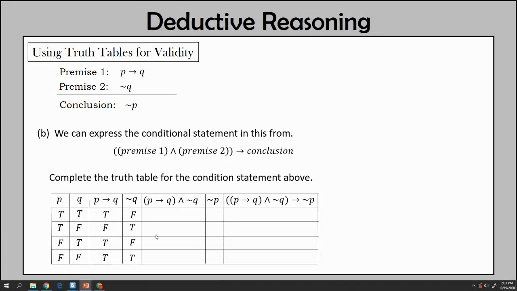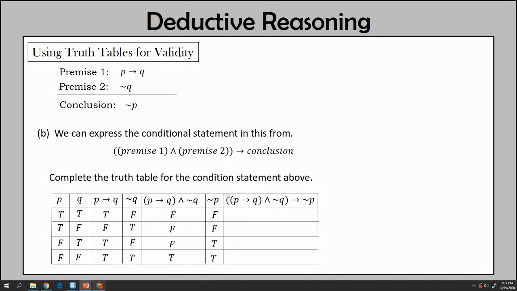Now we're going to join these two columns with the word and to get this column. So true and false is false, false and true is false, true and false is false, true and true is true. Now, the next thing we do is take P implies Q and the negation of Q, and that should imply the negation of P. So I want to see what the negation of P is so I can join the two columns together to get my third one. The negation of P: true is false, true is false, false is true, false is true. So P implies Q and the negation of Q are these answers. The negation of P are these answers.